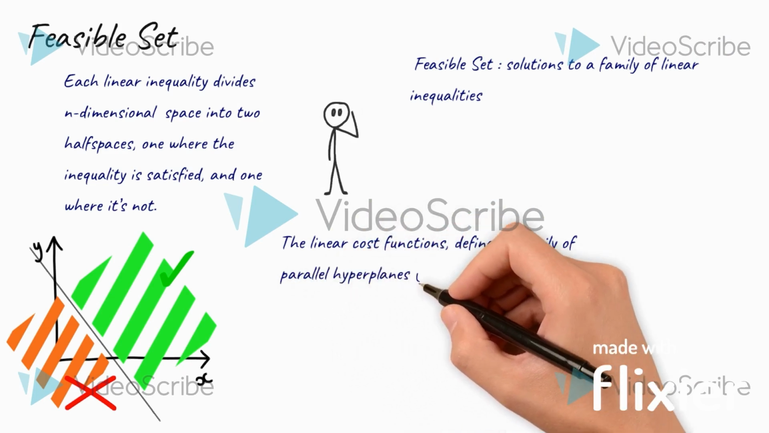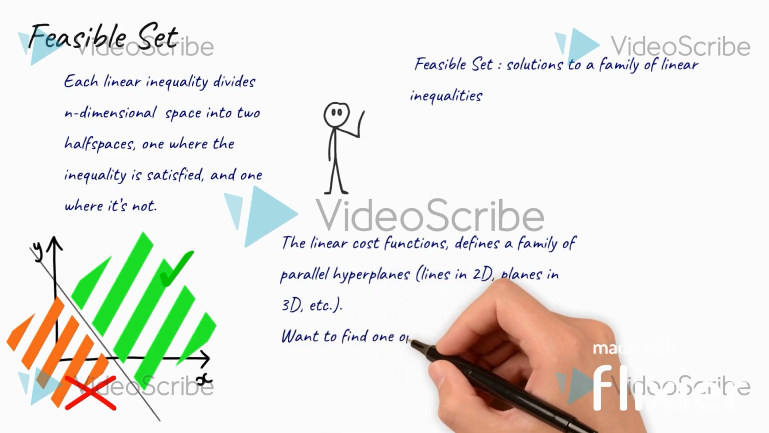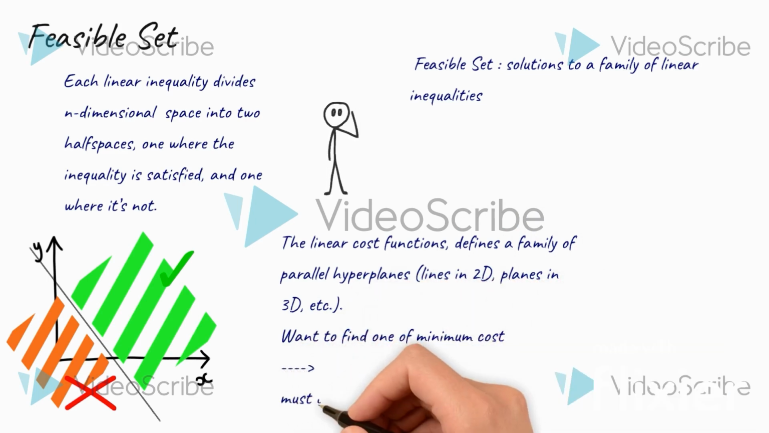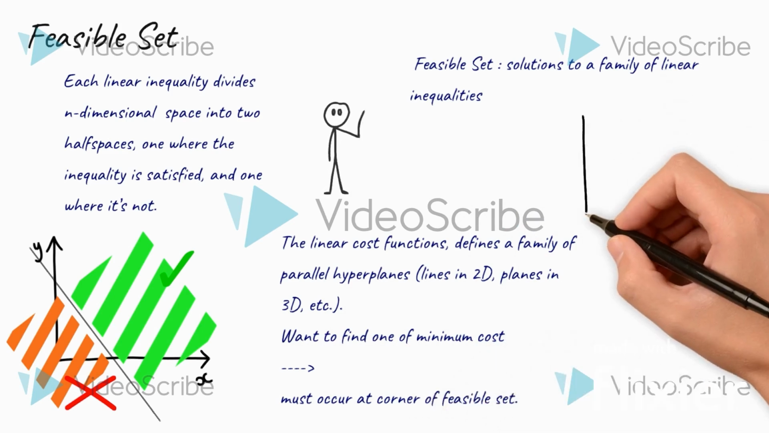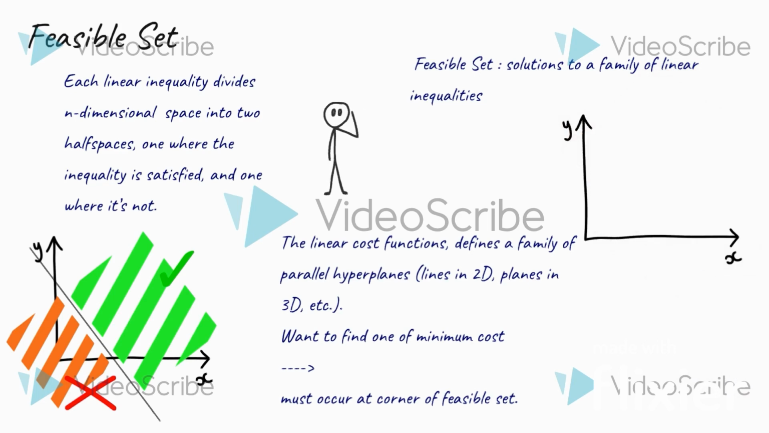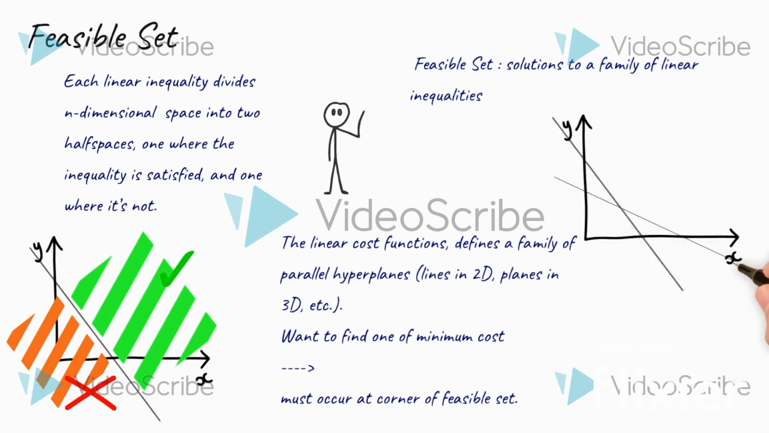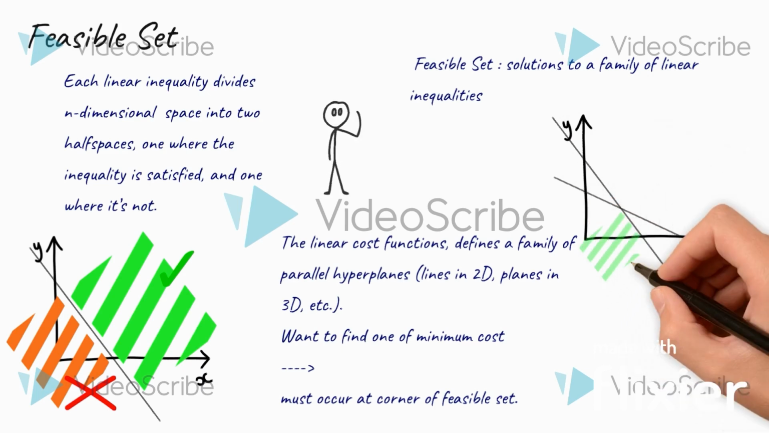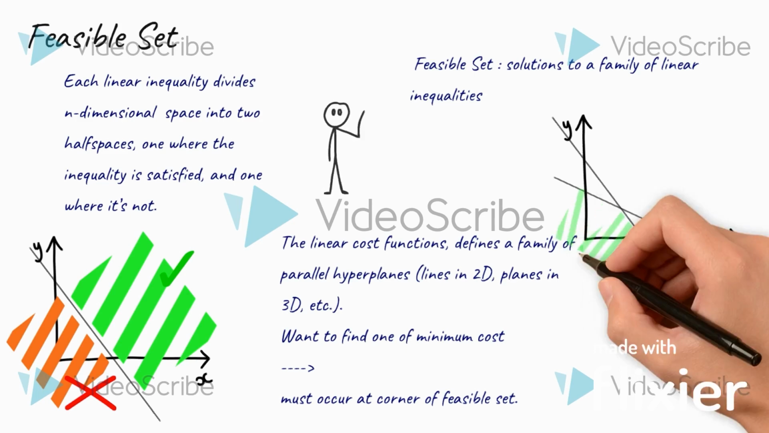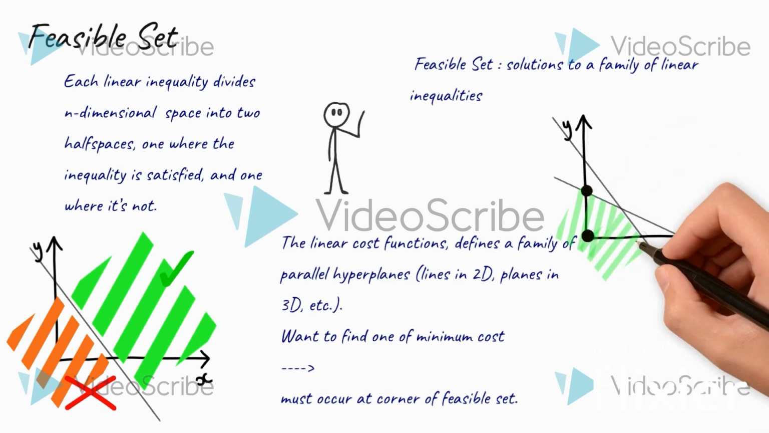So a problem won't have one, it will have many such inequalities, and we need to find what is feasible for all. The linear cost function defines a family of parallel hyperplanes, which are basically lines in 2D, or if it's 3D, then they're planes, and we should find one of minimum cost. So what we do in cases of many such lines is we try to understand and locate the corner of the feasible set. So in terms of this graph that we are drawing, if let's say we have two lines that represent two inequalities, that portion enclosed by the graph represents our feasible set.